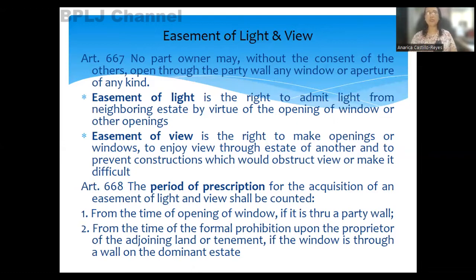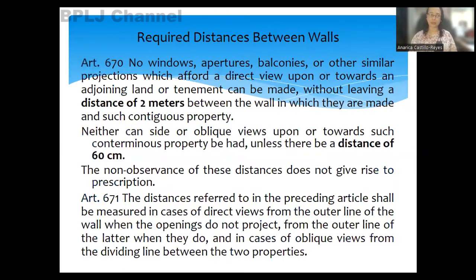So the period of prescription for the acquisition of an easement of light and view shall be counted from the time of the opening of a window if it is through a party wall. Why? Because the consent of the other party is needed. Okay, so it is deemed as a positive easement, or from the time of the formal prohibition upon the proprietor of the adjoining land if the window is through a wall on the dominant estate.